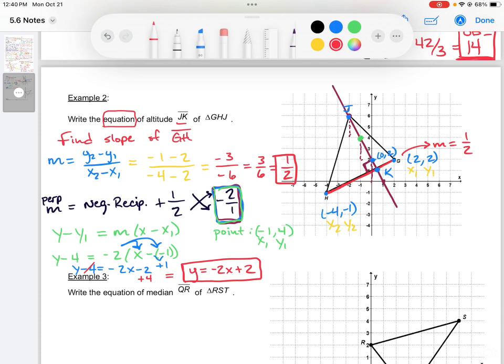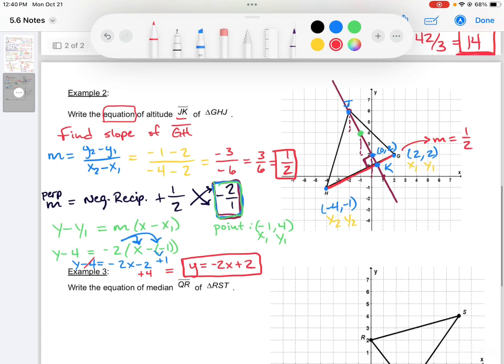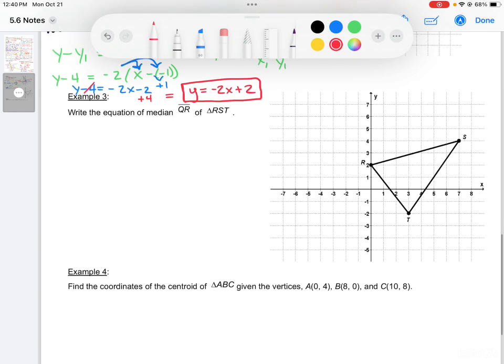So we got the same answer either way, but this way is just a little nicer because you can actually confirm your y-intercept. All right.